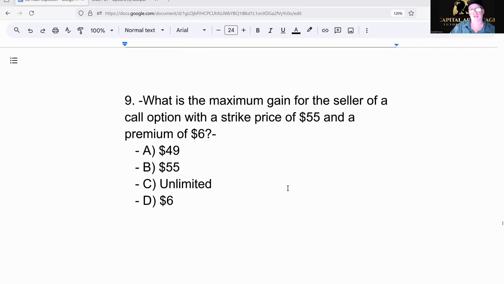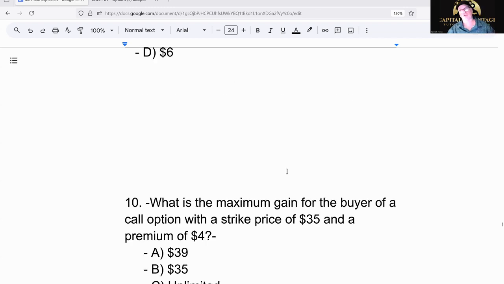What is the max gain for the seller of a call? Remember, whenever you sell something, the most you can make is your premium. So the answer is 6 here, the premium. Love it. Max gain is unlimited for a call. Max loss is premium. When you sell a call, max loss is unlimited. Max gain is premium. You should have that chart in front of you.